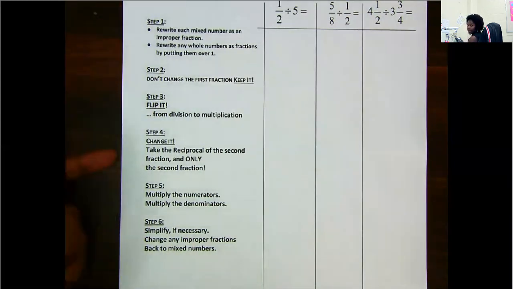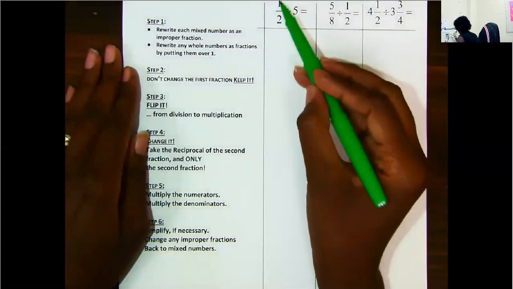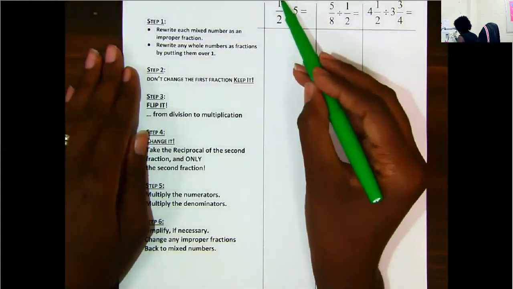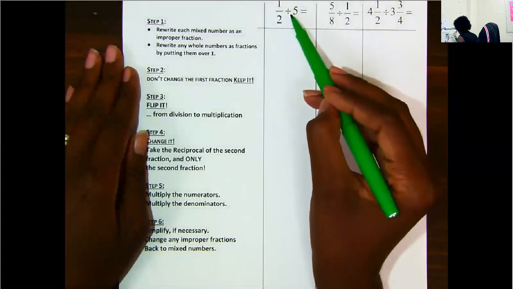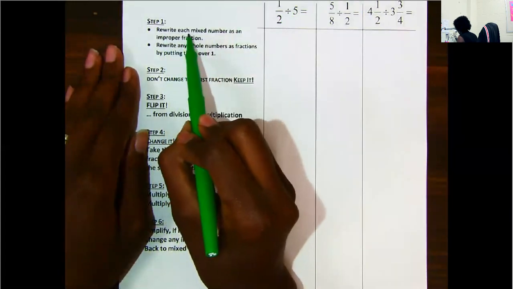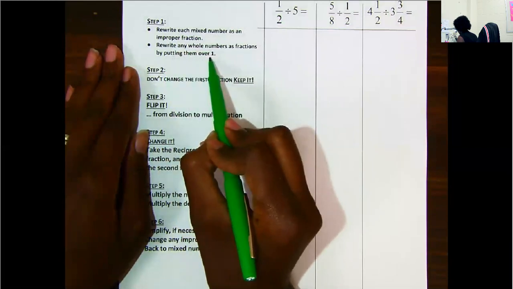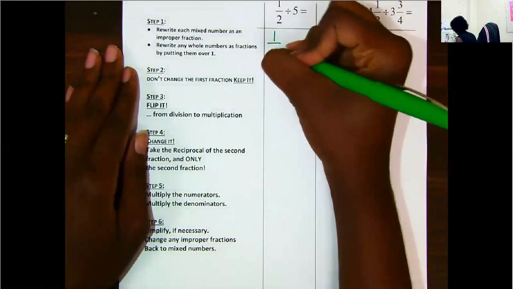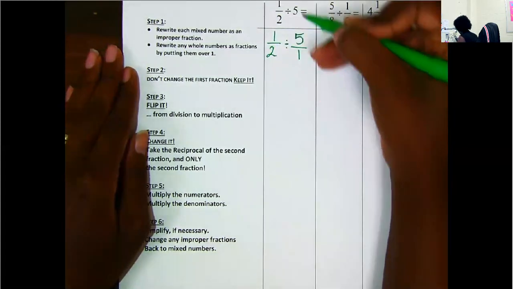Now, I know this seems like a lot, ladies and gentlemen, and it is, but I'm going to show you what it's all about. Let's look at our first one. First of all, we have 1/2 divided by 5. Now, a fraction already represents division. Therefore, that's why we're not able to divide a fraction. We have to change it to multiplication. So let's do step 1. Rewrite each mixed number as an improper fraction. We don't have a mixed number. Rewrite any whole number as fractions by putting them over 1. So step 1, 1/2 divided by 5 over 1. 5 over 1 is the same as 5.